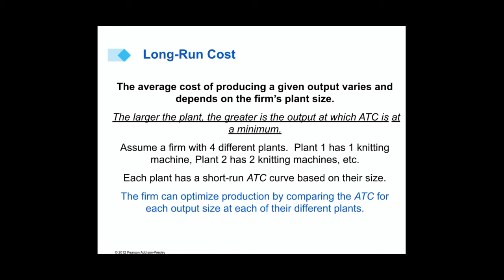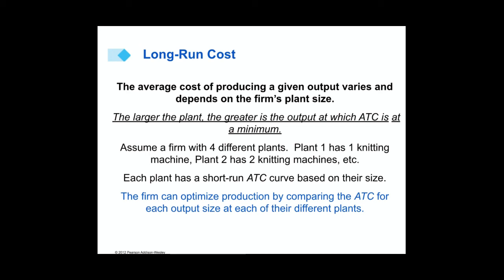So our long-run cost is the average cost of producing an output of a given size, and that depends upon the plant size. The larger the plant, the greater is the output where the average total cost is at a minimum. So if you're going to be producing a small number of units, you want to have a plant with a smaller scale. If you're going to be producing a very large number of units, you want to have a plant with a larger scale.